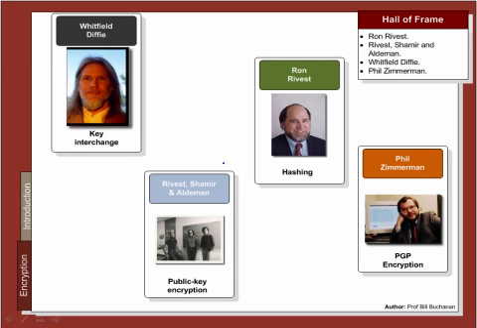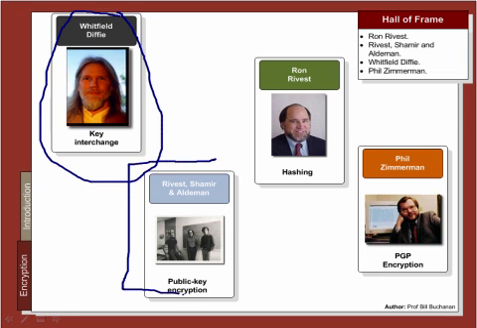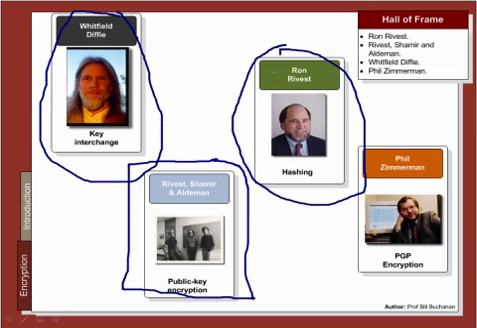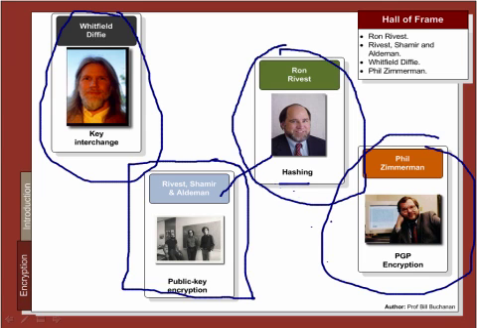And the main people that we'll come across when we look at these methods include Whitfield Diffie, who came up with key interchange and could see the day when public key encryption could happen. We'll look at Rivest, Shamir and Adleman, who came up with a public key encryption method called RSA, named after themselves. We'll also see Ron Rivest, who advanced his work on to encryption and also into hashing methods, and Phil Zimmermann, who created the PGP encryption method.